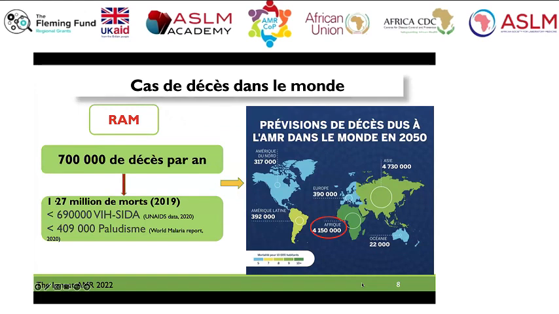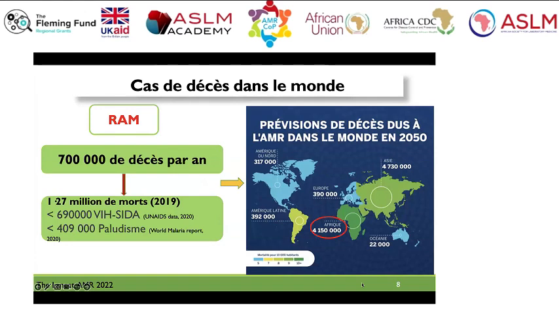So what is the situation in the world? To illustrate this phenomenon, I can say that there are about 700,000 deaths per year. And if nothing is done, by 2050 there will be 10 million deaths attributable to antimicrobial resistance, mostly in Africa, with 4,150,000 cases, and also in Asia. This phenomenon definitely concerns viruses, parasites, and fungi, all categories of microbes.